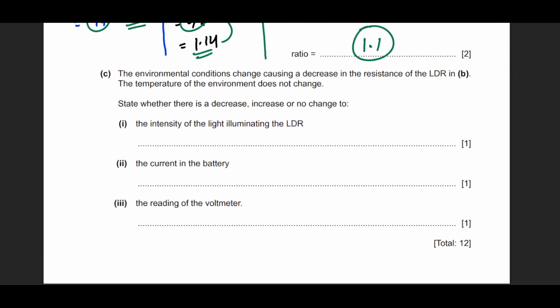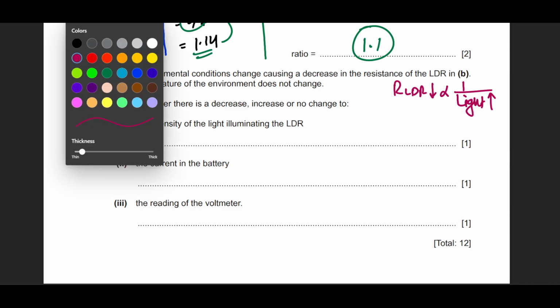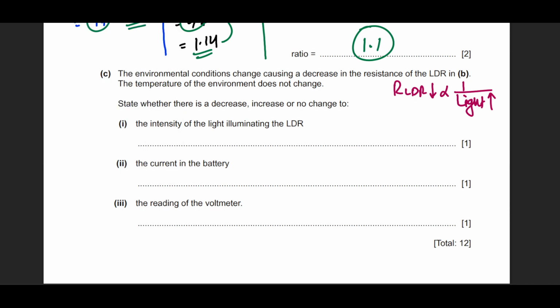C part. He says that the environment conditions are changing, causing the resistance of the LDR to change. So the resistance of the LDR is decreasing. So it is inversely proportional to light intensity. So if it is decreasing, light is increasing. That's the preemptive assumption before moving on. He says state whether decrease, increase, or no change is going to occur in three places. No problem. The intensity, yes, we figured it out. So intensity is increasing. It's a sunny day, that's why resistance is decreasing now.